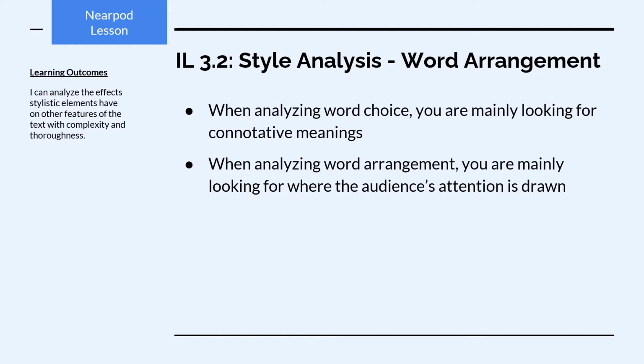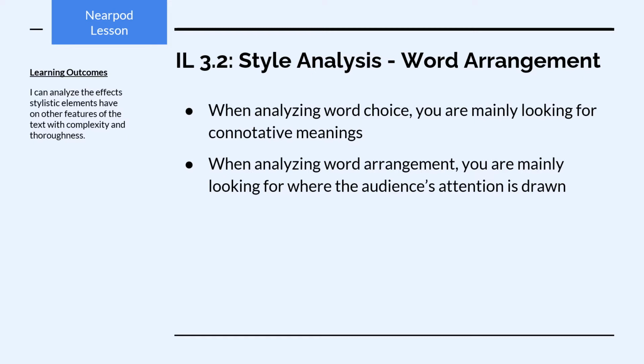As we learned in the previous lesson, when you're analyzing word choice, you're mainly looking for connotative meanings of the words and phrases used, whether that's individual uses of words or phrases, the way words and phrases are used to create imagery or in figurative language, what have you. You're looking for connotative meanings and how that enhances the rhetoric of the text.